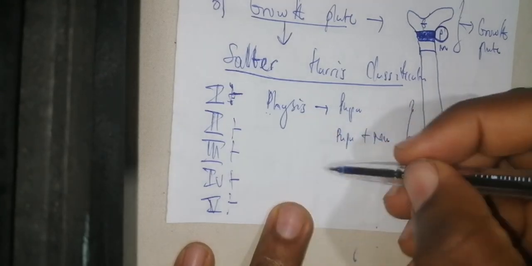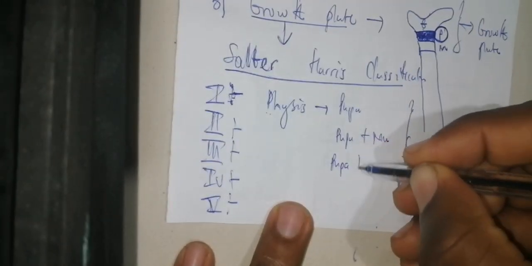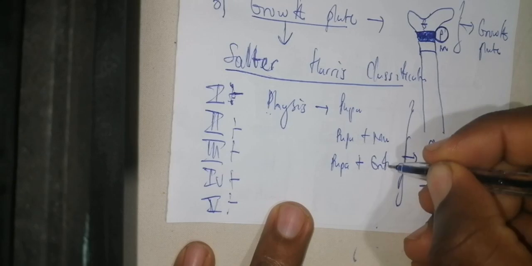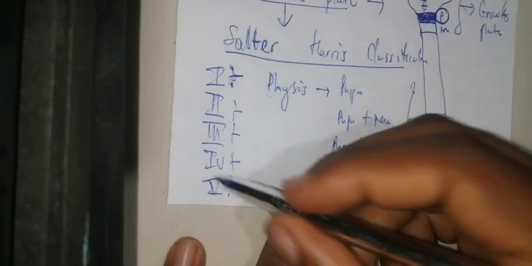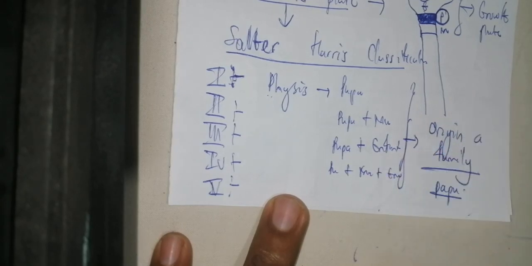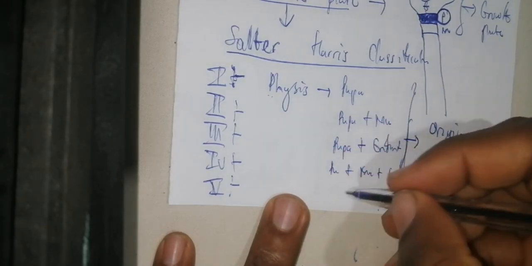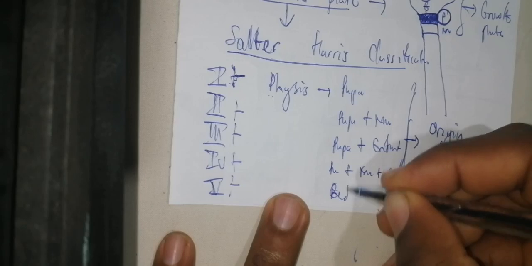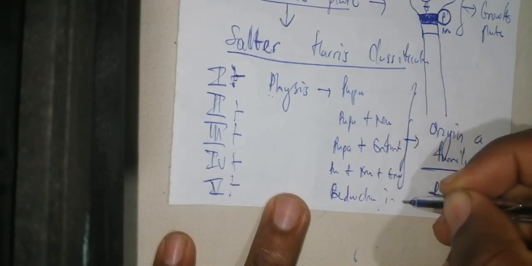After papa and mama, the third is papa et les enfants, papa plus the children. Now the fourth one is papa plus mama plus enfant, all of the family. And the fifth one is when you have a reduction in the growth plate size.